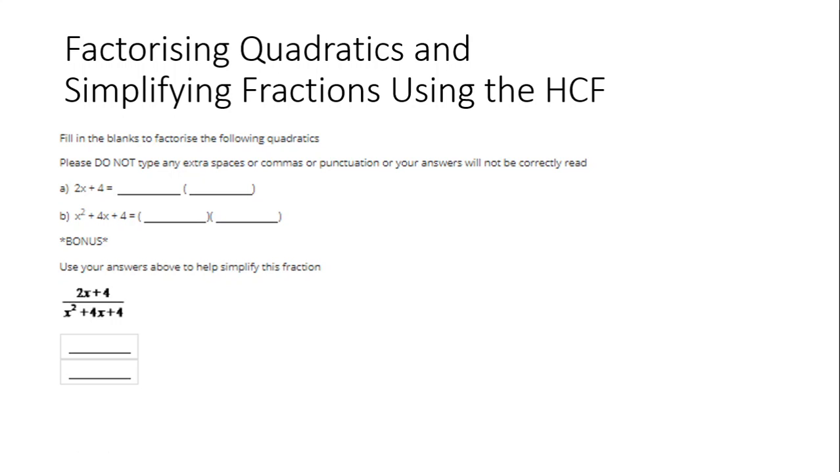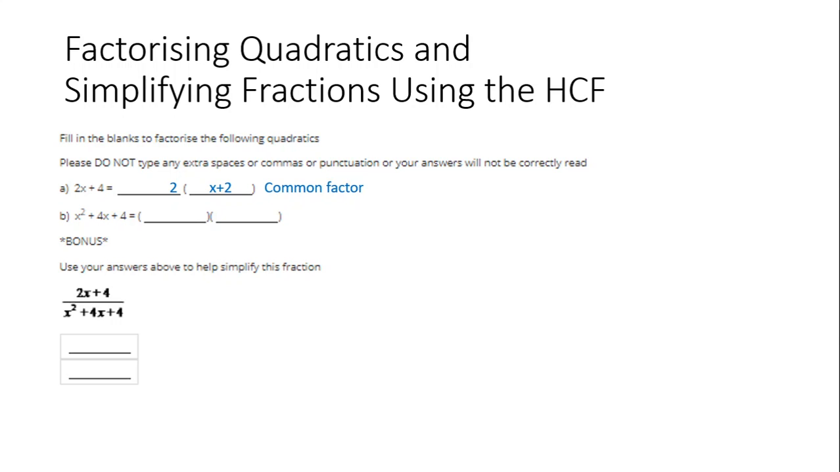Next question, here's a little bit more challenging because you have to fill in the blanks and factorize for yourself without typing any extra spaces, commas, or punctuation, or it won't be read properly by the computer. So looking at this expression here, it's not even a quadratic. There's no x squared term. There's a hint about your answer here as well. There's no brackets for this first blank. It's just the common factor that goes out front. And in this case, the common factor is 2. If I divide this term by 2, I'll be left with x. If I divide this term by 2, I'll be left with 2. So inside the bracket, I've got x plus 2.